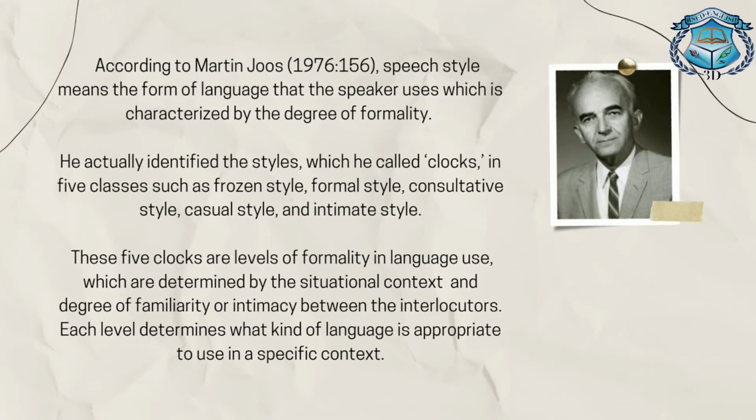According to Martin Joos, speech style means the form of language that the speaker uses, which is characterized by the degree of formality. He called it the 5 clocks, and 5 classes such as frozen style, formal style, consultative style, casual style, and intimate style. These 5 clocks are levels of formality in language use, which are determined by the situational context and degree of familiarity or intimacy between the interlocutors. Each level determines what kind of language is appropriate to use in a specific context.